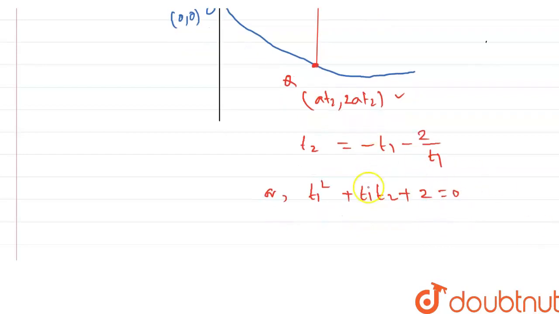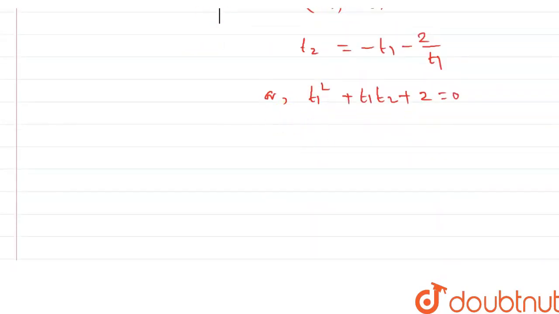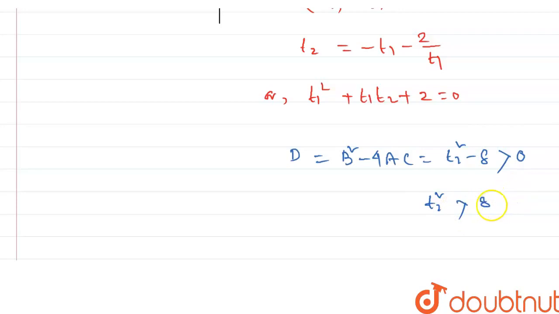Here the discriminant is b squared minus 4ac. Here b is t2, so it is t2 squared minus 4ac, that is 8. For t1 to be real, the discriminant must be greater than or equal to 0. So t2 squared is greater than or equal to 8, which implies t2 is greater than or equal to 2 root 2 in magnitude.